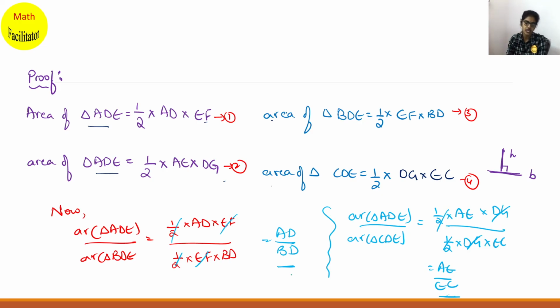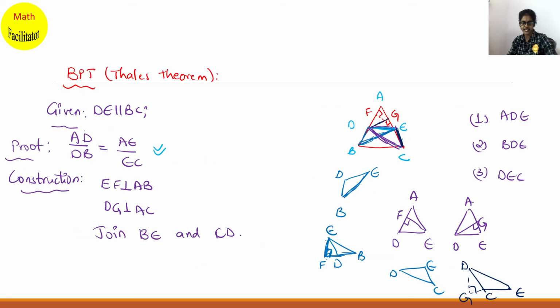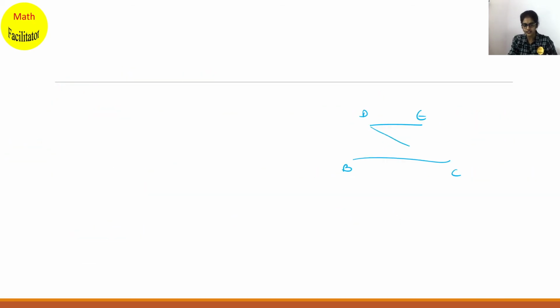How will you prove? There is one small step we will do. In your class 9 you have learned about triangles between two parallel lines. Now here you can see DE and BC are parallel lines in the triangle, isn't it? The bigger triangle is this. So DE and BC are parallel lines. Now in these parallel lines you have two triangles in this way. CDE is one triangle and BDE is another triangle.